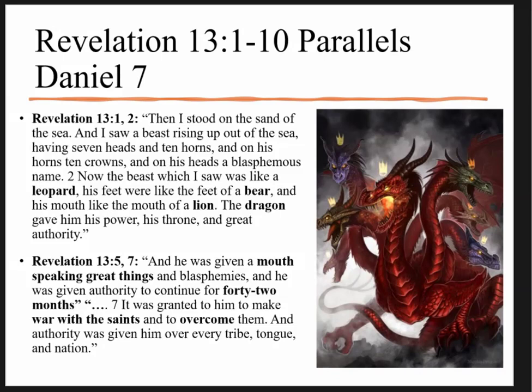Okay. Now we have studied this before. 42 months are the same as times and half a time, or 3.5 times, and 1260 days or years. So the sequence of powers is the same in Daniel 7 and Revelation 13, right? And the activities are the same.